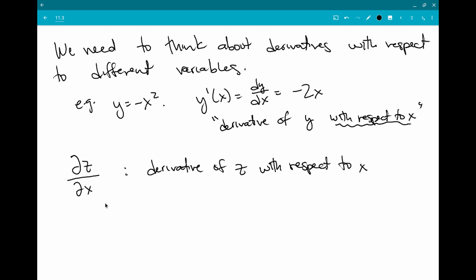But we can also compute it with respect to y. Let me give myself a little bit more space there, sorry. Okay. So because z depended on x and y, we can define derivatives in terms of x or y.